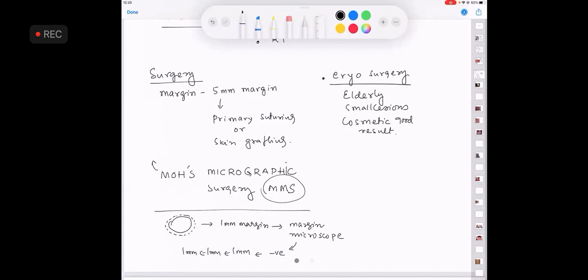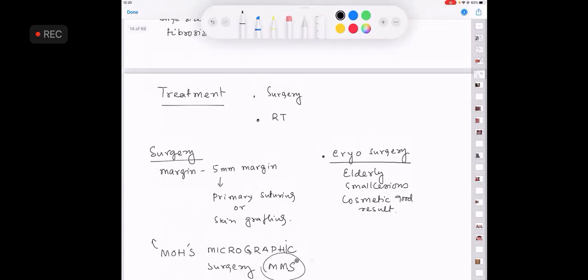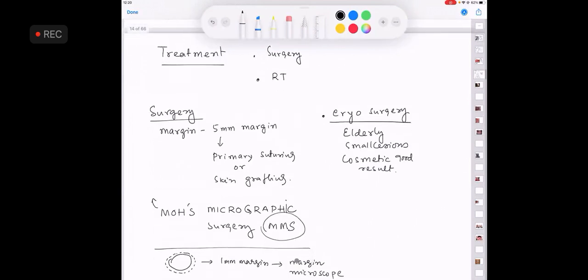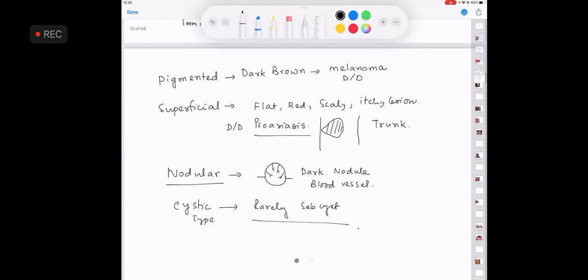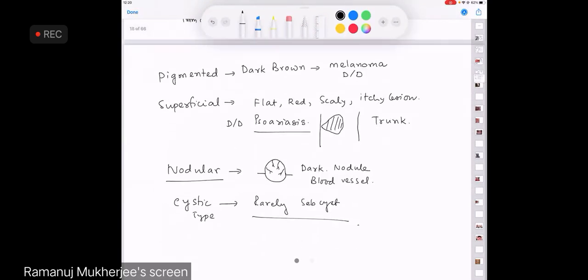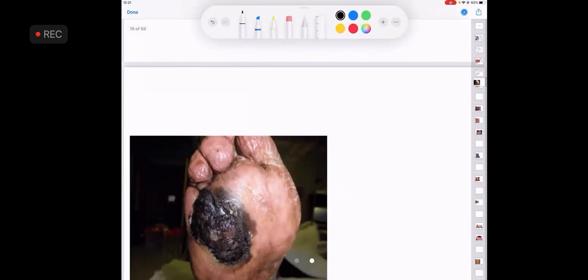Yes, sir. Okay. These tumors are extremely radiosensitive, but I'm not going to talk about when to give a radiotherapy.